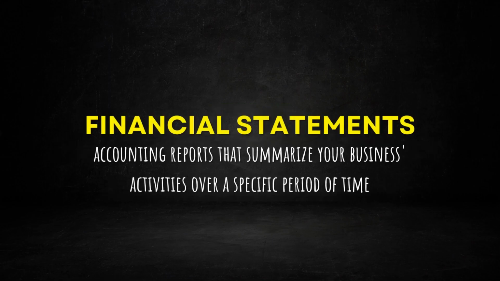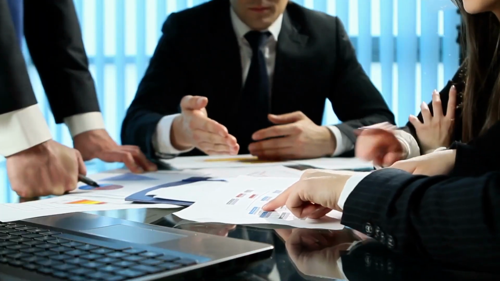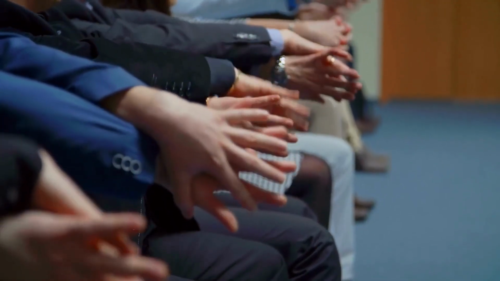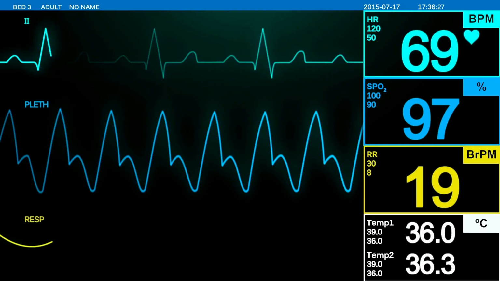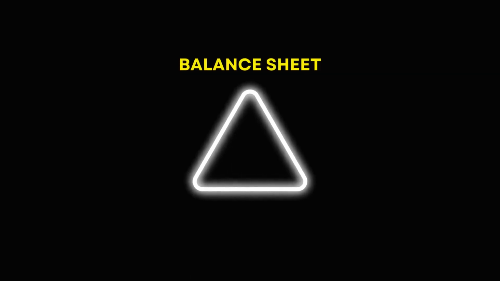Financial statements are accounting reports that summarize your business's activities over a specific period of time. These reports provide valuable information to investors, lenders, and creditors, allowing them to assess your business's financial health. The 3 main types of financial statements are: 1. Balance sheet. This statement provides a snapshot of the business's assets, liabilities, and equity at a specific point in time. It shows what your business owns and owes, providing insights into your financial position at the end of the financial year. 2. Income statement, also known as the profit and loss statement.